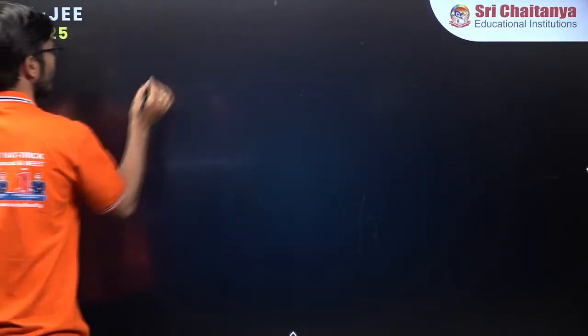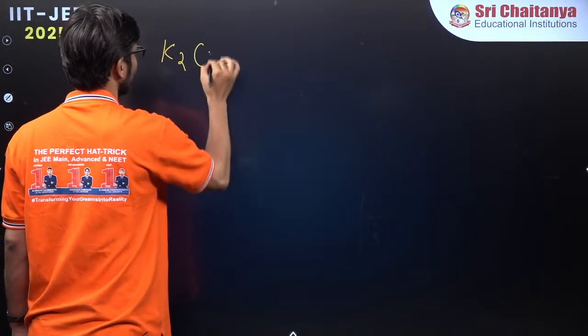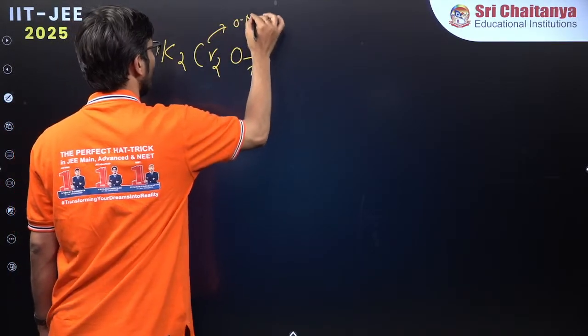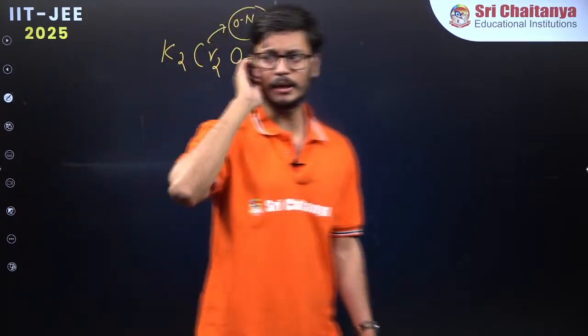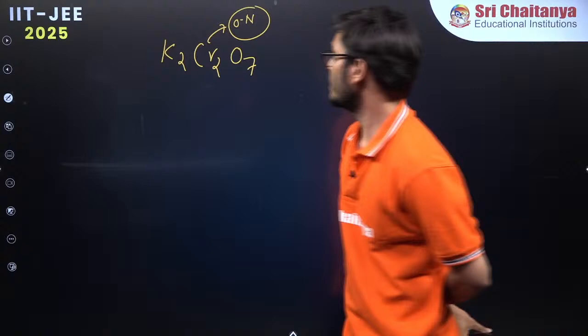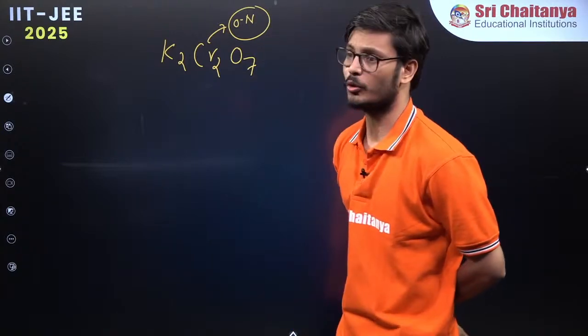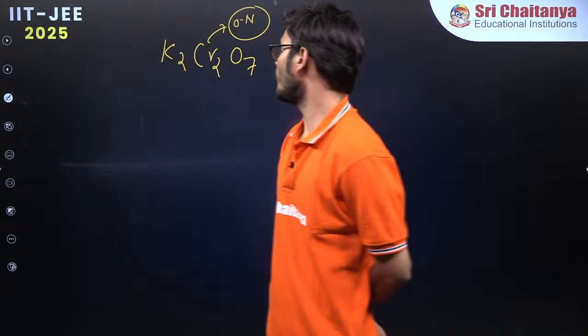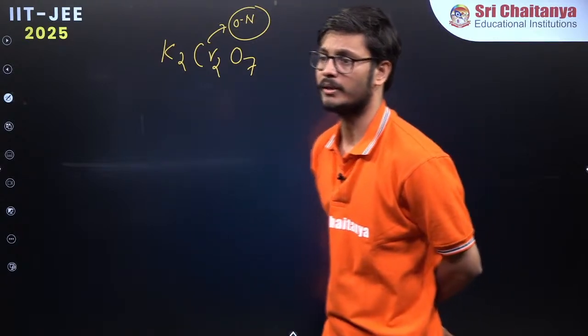Give me this one: K2Cr2O7. What is the oxidation number of chromium in K2Cr2O7?